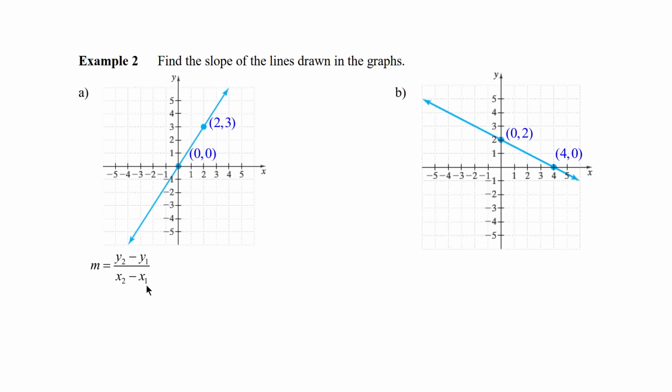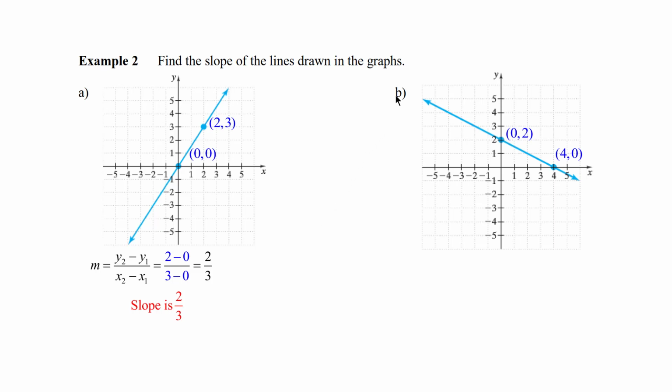x2 minus x1. Now you could choose either one of these points to be your x1, y1 and x2, y2. I chose 0, 0 to be my x1 and y1. I chose 2, 3 to be my x2 and y2. Substituting in these values into our slope formula, we get 2 minus 0 divided by 3 minus 0. This equals 2 over 3. So our slope for this line is 2/3.